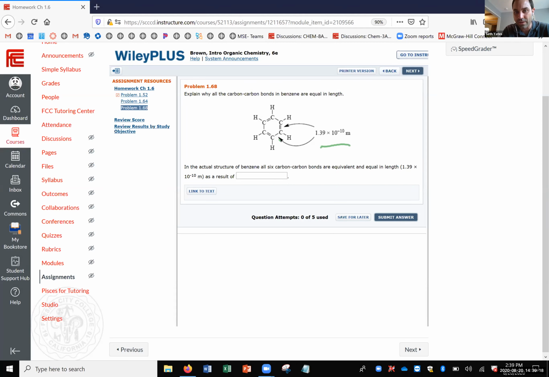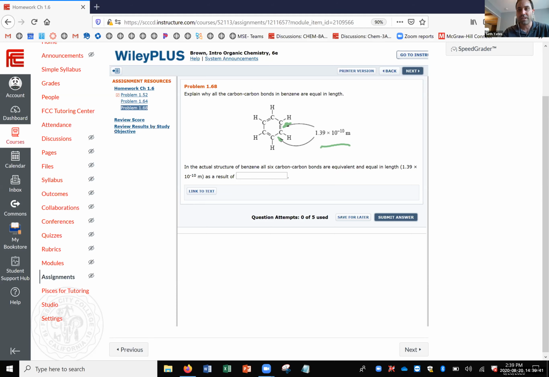Because there's 2 different kind of bonds. There's this one over here that looks like a single bond, and this one over here that looks like a double bond, which would normally be different lengths. The double bonds are shorter, more electrons pulling the atoms closer together. The single bond is longer. So something's going on here. If they're the same length, then one can't be a double and one can't really be a single bond. So something's fishy in this whole situation.